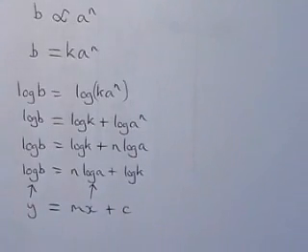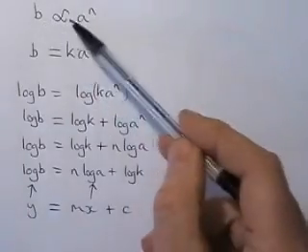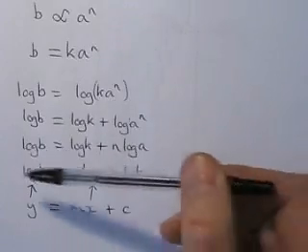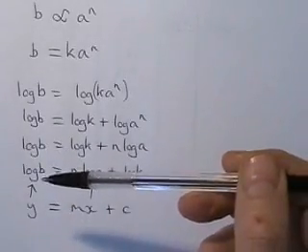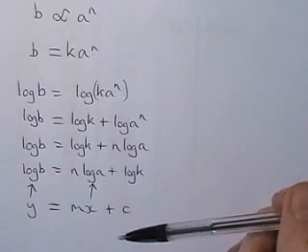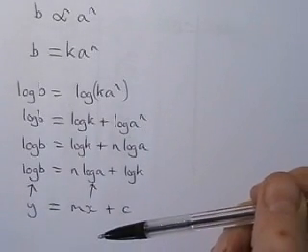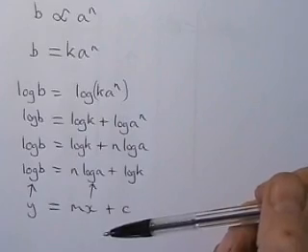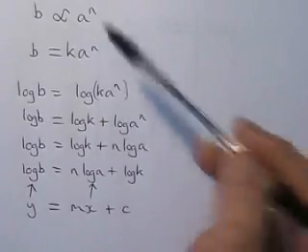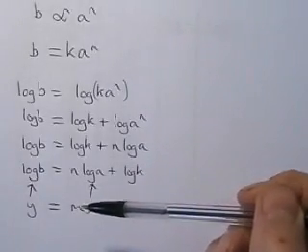So that's how we test the relationship. If we think that b is proportional to a to the n, then we plot a graph. We plot log b on the y-axis, we plot log a on the x-axis, and if we get a straight line, then the equation is true and the value of n would be the gradient of that straight line.